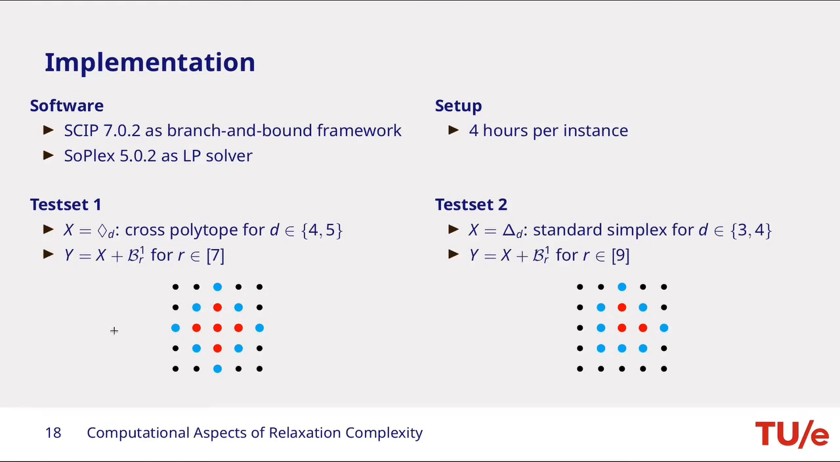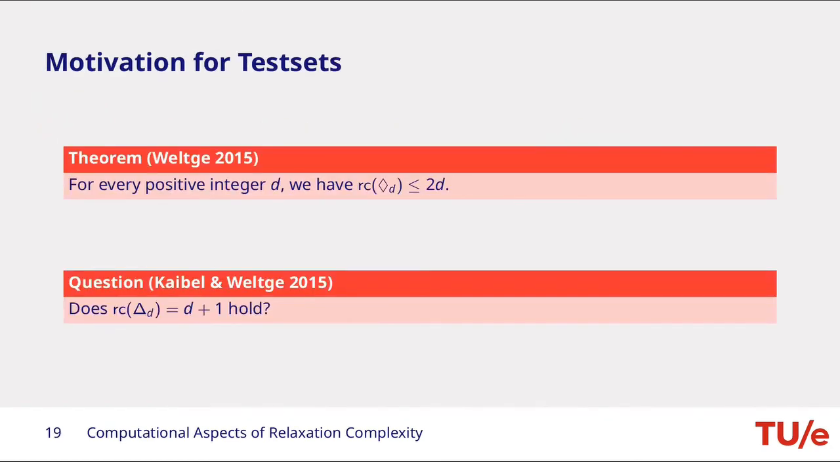And why did we actually go for these two test sets? Well, they are inspired by these two results or questions. The first, the cross polytope, is inspired by a result by Weltge, who showed that if we take the convex hull of the vertices of the cross polytope, then this polytope has exponentially many facets. In a relaxation, however, we needed at most 2d many inequalities, and he was wondering whether this bound is tight. And the other is the Simplex, because Kaibel and Weltge were wondering whether d+1 is actually the right number for the number of inequalities that we need in an IP formulation.